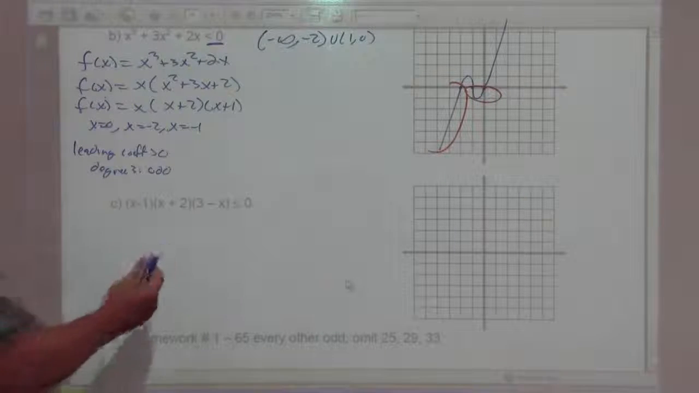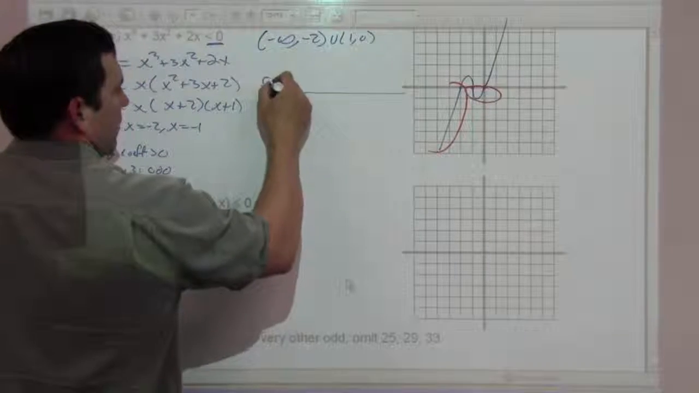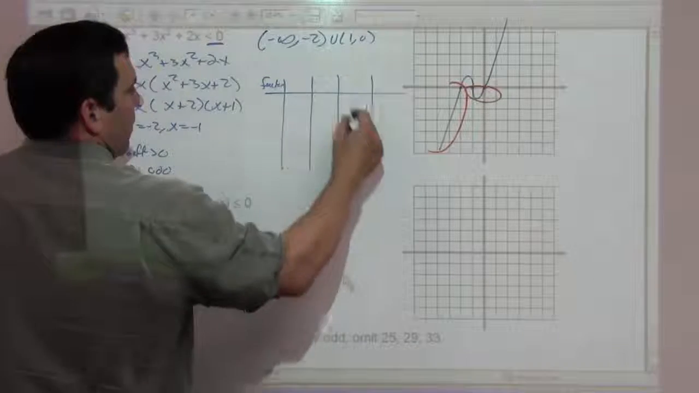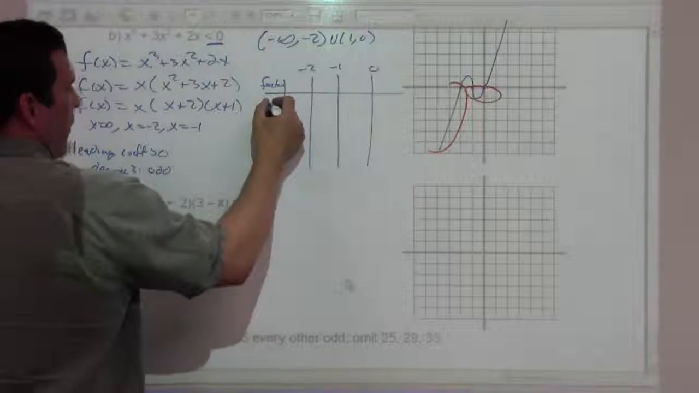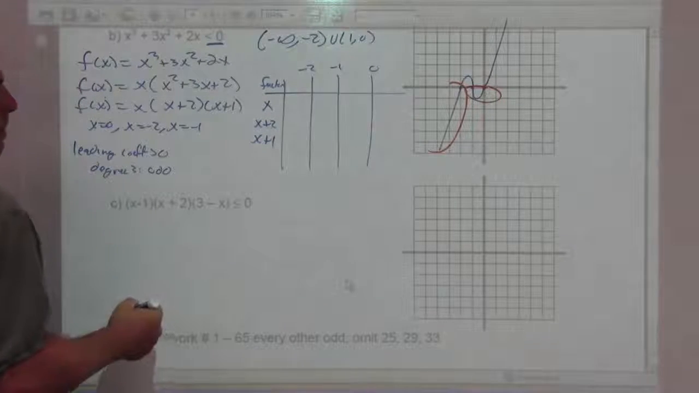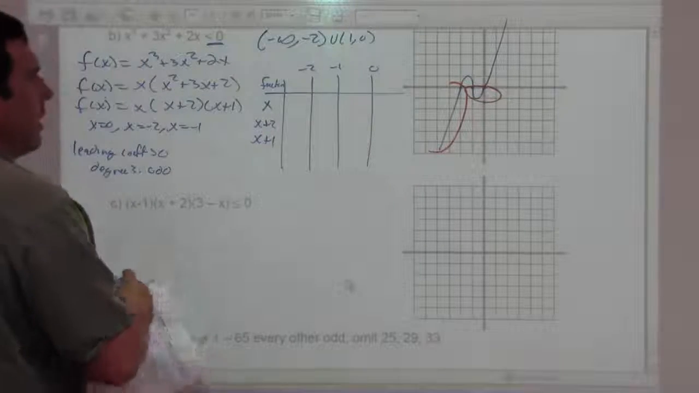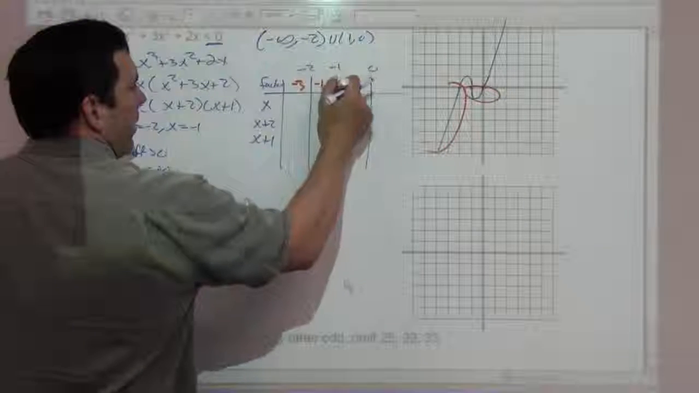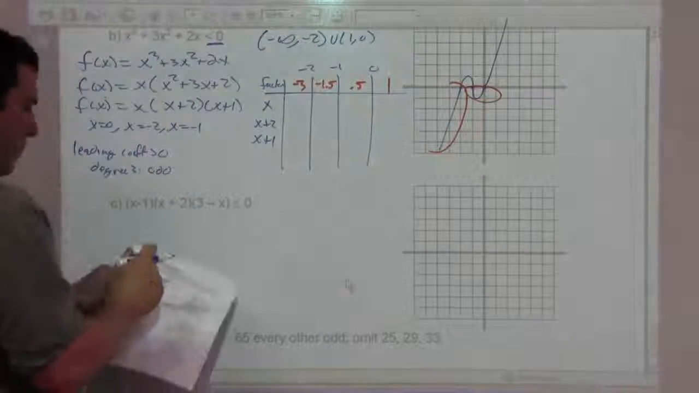Now we can do this in the table as well. We have negative 2, negative 1, and 0 as our zeros. Our factors are x, x plus 2, and x plus 1. So something smaller than negative 2, I'll go with negative 3. Between negative 2 and negative 1, I'll go with negative 1.5. Between negative 1 and 0, I'll go negative 0.5, and bigger than 0, I'll say 1.